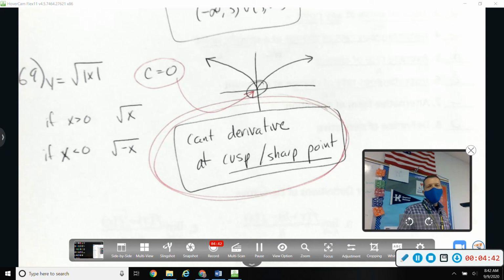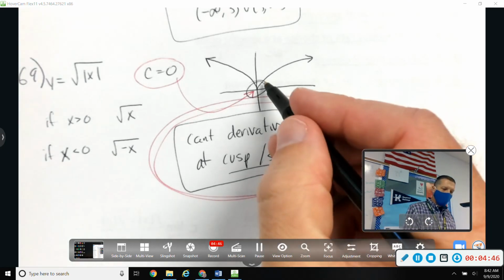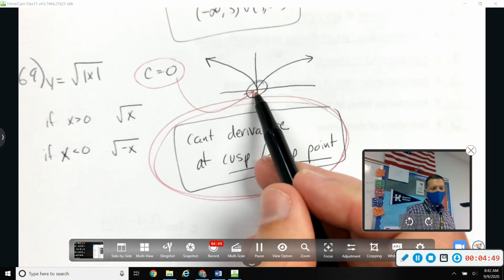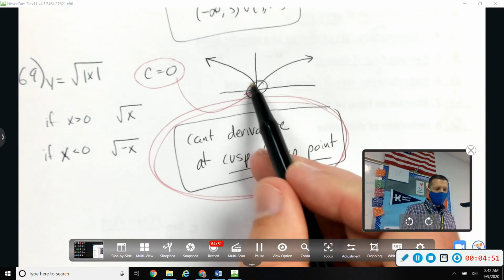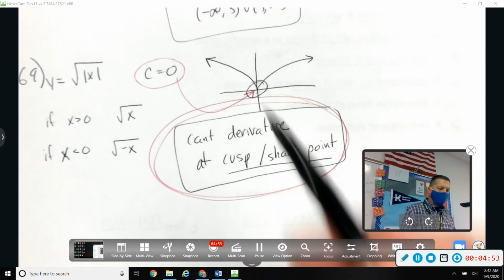So at sharp points, you can't take a derivative. Which kind of makes sense, because if the derivative is the slope, how are you supposed to find the slope at a point where it's a pointy spot? There's not a way to draw a tangent line there.